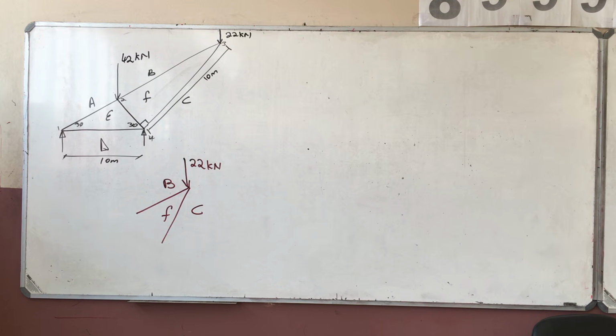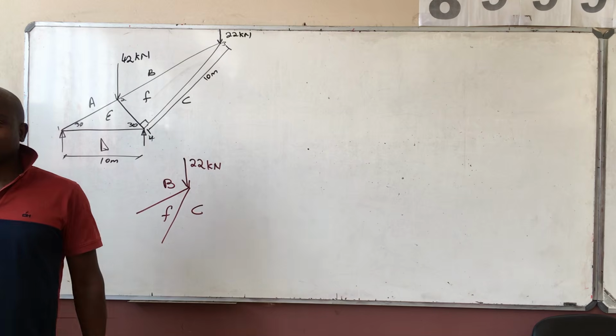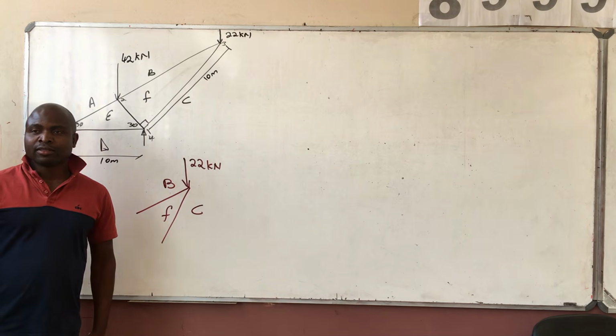At what angle is FB? At what angle? 30. Do you all get 30? Who does not get 30? Marshall.